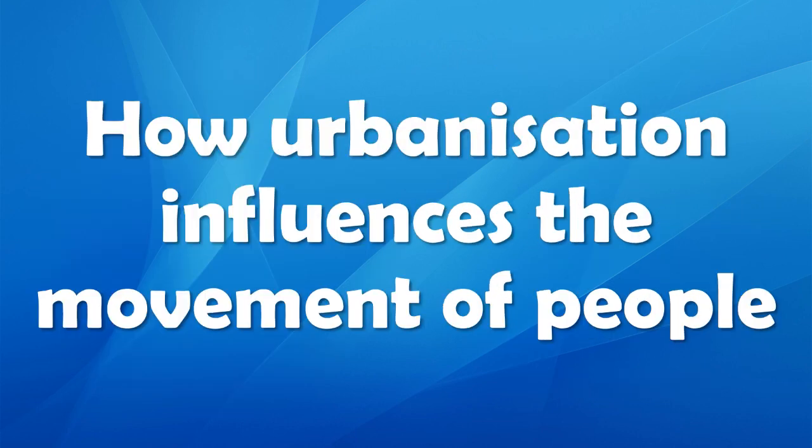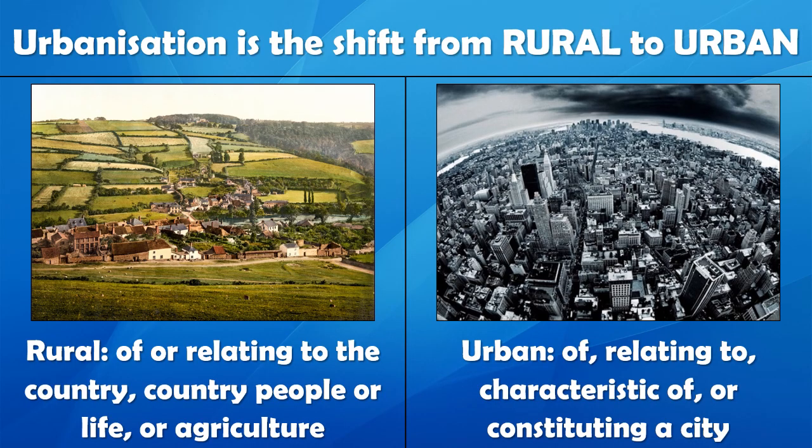Now, how does this urbanization influence the movement of people? If we understand urbanization as the shift from rural to urban, rural being essentially the country life, the agriculture life, and urban being the more city life, then we have to discuss how exactly people make the choice to go from a rural area to an urban area.